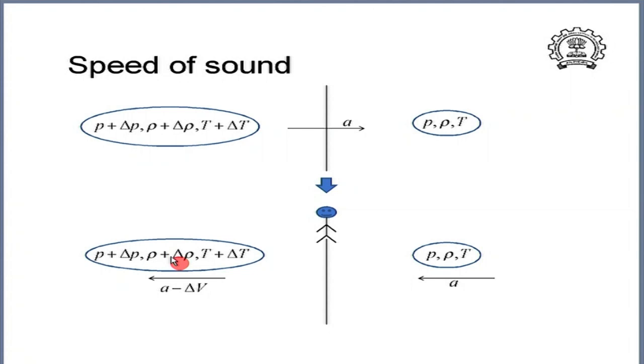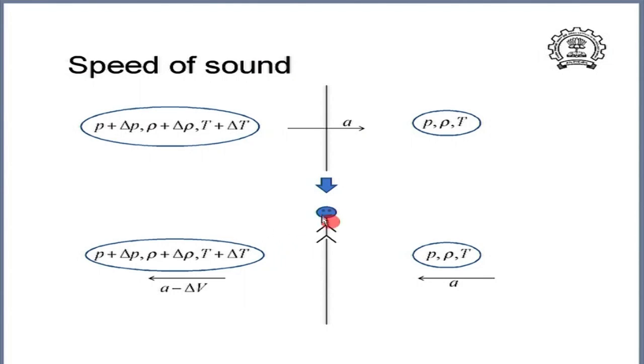So, correspondingly we will see that when it comes to conservation of mass statement across the wavefront, we expect that with the increase in density, that is positive change in the density, we expect a negative change in the velocity, and that is why I am already writing this as A minus delta V as the speed of the flow with respect to the coordinate system that is attached to the sound wavefront. So, this is the setting with which we can now analyze and find out the speed of sound.